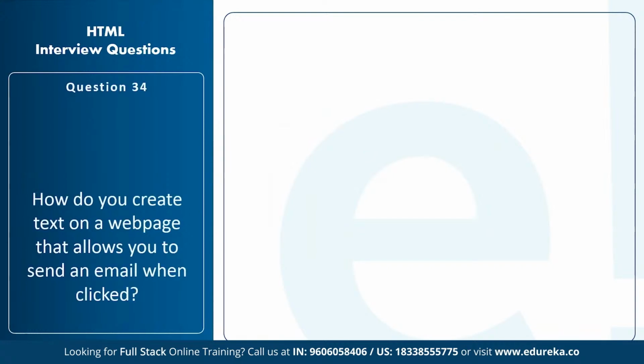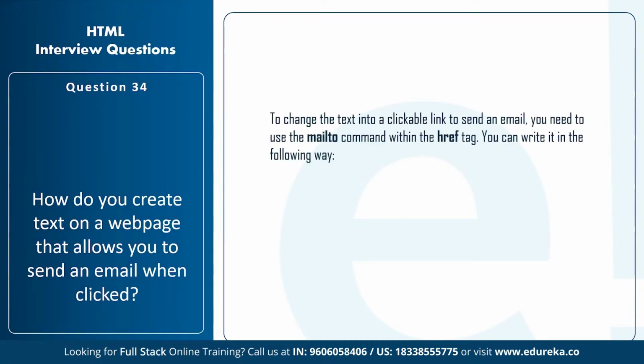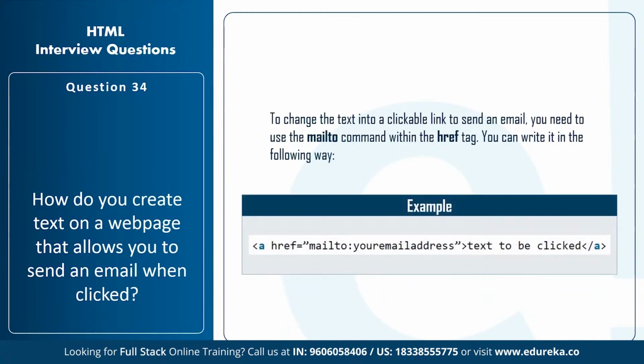Now moving on to the next question, how do you create text on a web page that allows you to send an email when clicked? To change the text into a clickable link to send an email, you need to use the mailto command. This command is used within the href attribute of the anchor tag. You put href equals, then use the mailto command, insert your mail address inside this, and also add the text that is to be clicked.